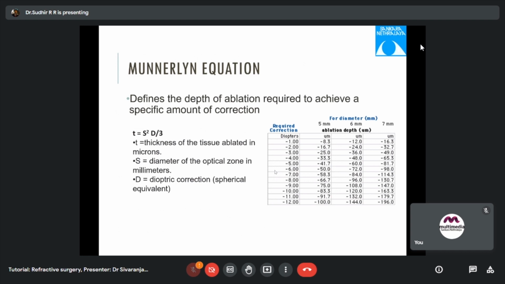So let us go back when we go for calculations. The Munnerlyn equation defines the depth of ablation that is required to achieve a specific amount of correction.